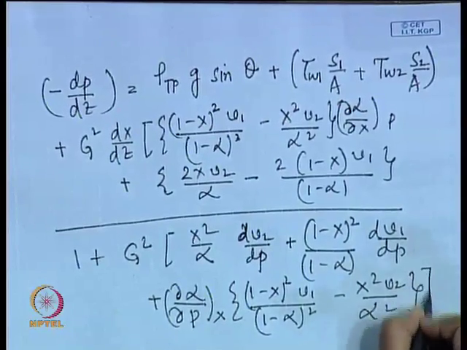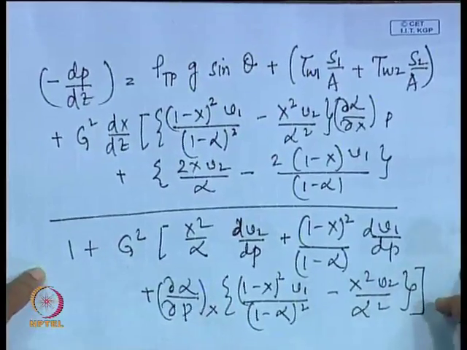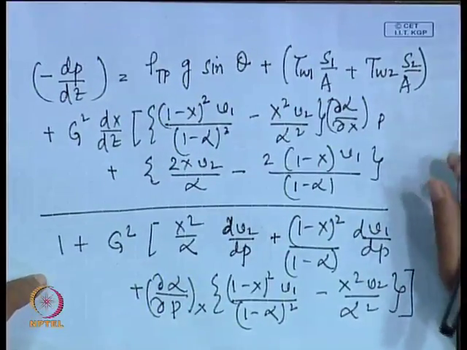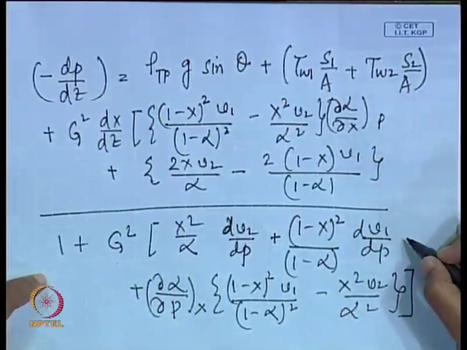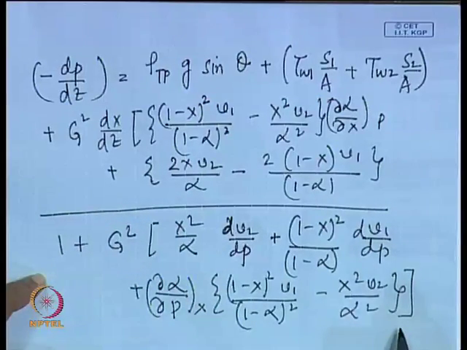Okay. This whole thing should correspond to 1 minus Ma square, and therefore this should correspond to the Mach number for two phase flow under separated flow situations. Okay. So, if this whole thing is equated to 1 minus Ma square for two phase flow under separated flow conditions, then from there what are we supposed to get?